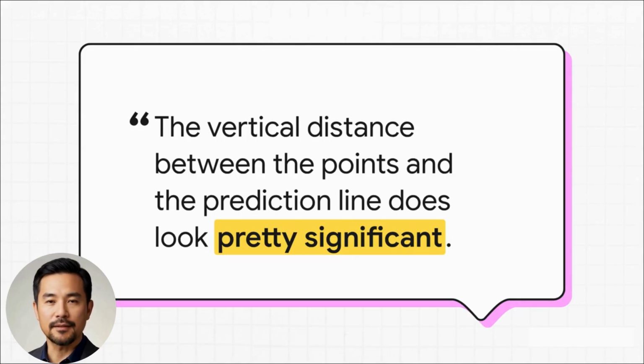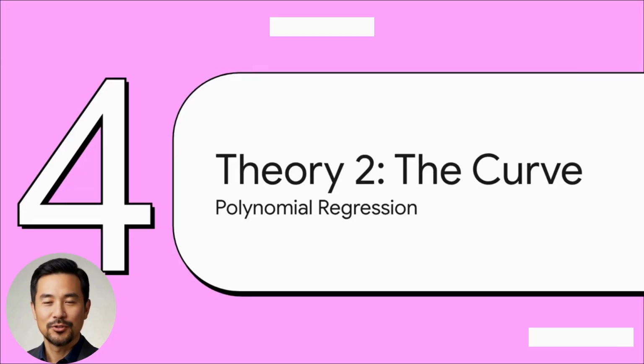That vertical distance is our error. It's the gap between our theory and reality. And right now, that gap is a chasm. So case closed on this theory. It's officially busted. But hey, a good detective doesn't just pack up and go home after one failed theory, right?